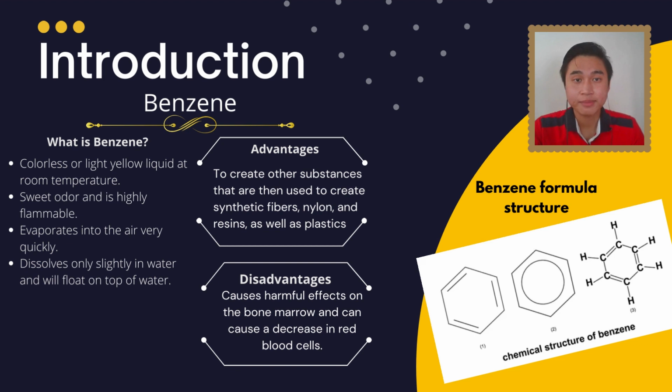First of all is benzene. So what is benzene? Benzene is a chemical that is a colorless or light yellow liquid at room temperature. It has a sweet odor and is highly flammable. Also, benzene evaporates into the air very quickly. Its vapor is heavier than air and may sink into low-lying areas. Not to forget, benzene dissolves only slightly in water and will float on top.